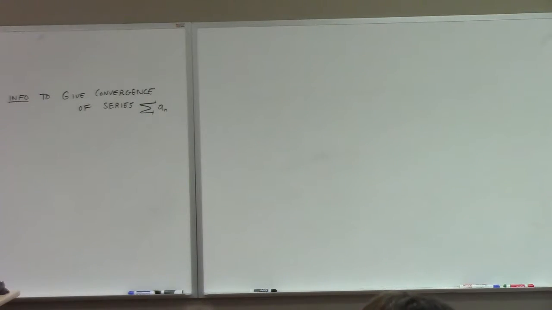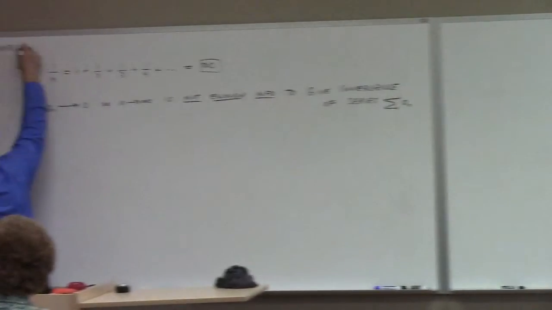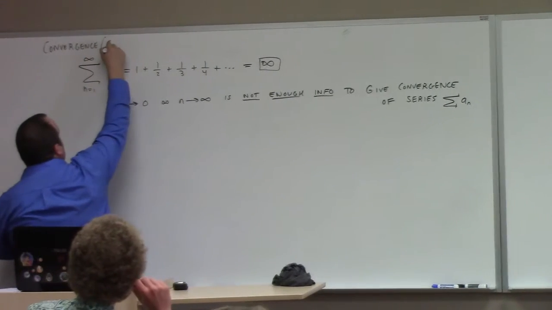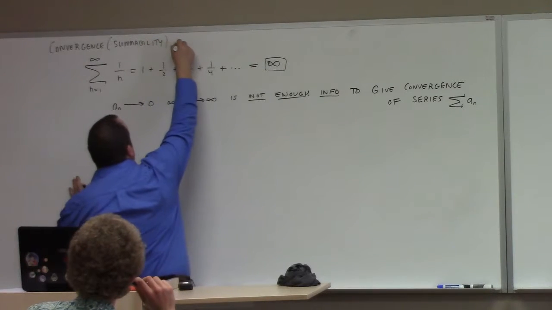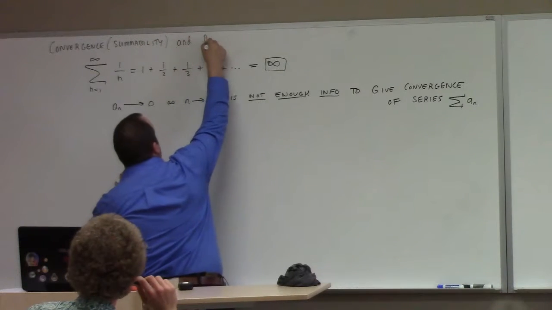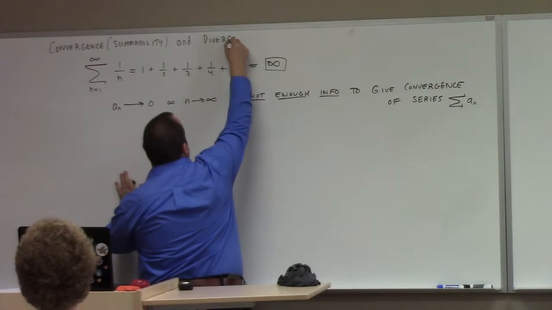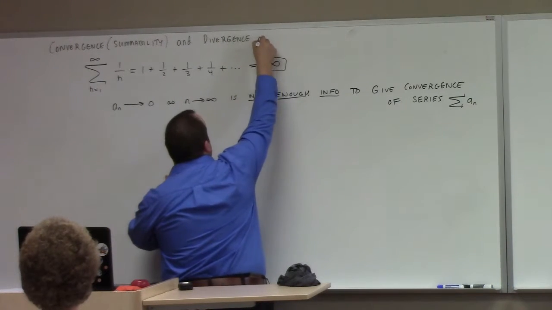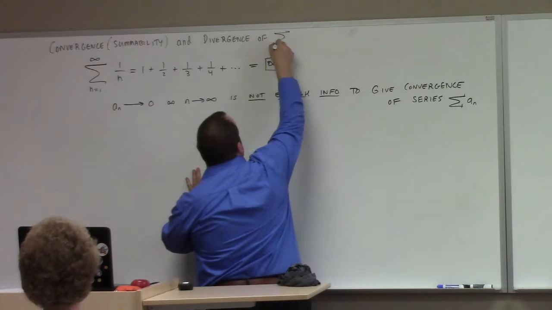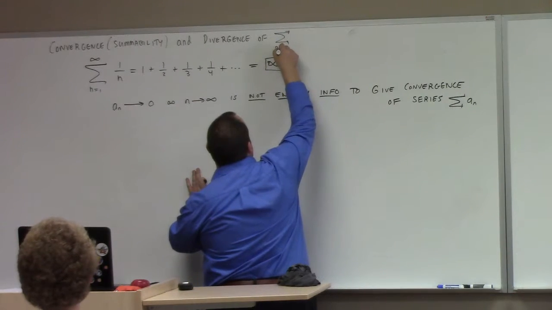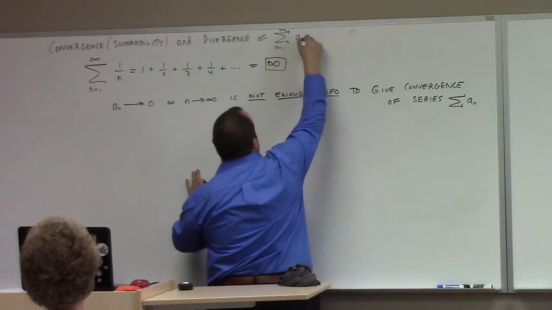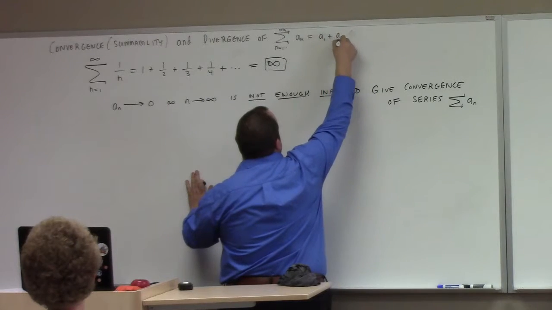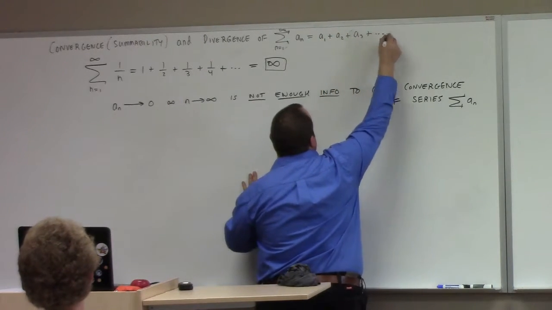Okay, so talking about the convergence, which I also called yesterday summability, and divergence of a series. Sum n equals 1 to infinity, a sub n, which we can write as a1 plus a2 plus a3 plus ..., right?